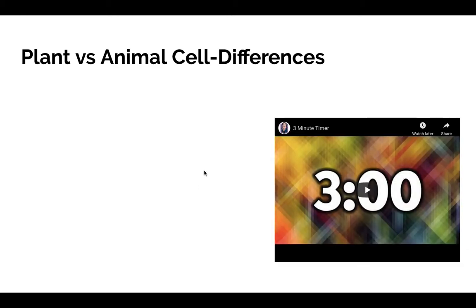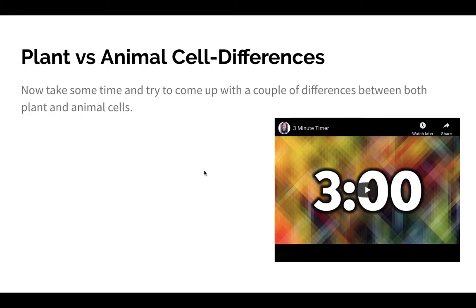Plant and animal cell differences. So now, take some time to try to come up with a couple differences between both plant and animal cells. I would start with the fairly simple one, the first one. Well, plant cells are found in plants, and animal cells are found in animals. We're going to start the timer as usual.